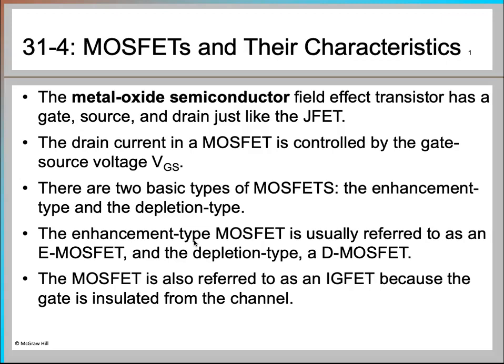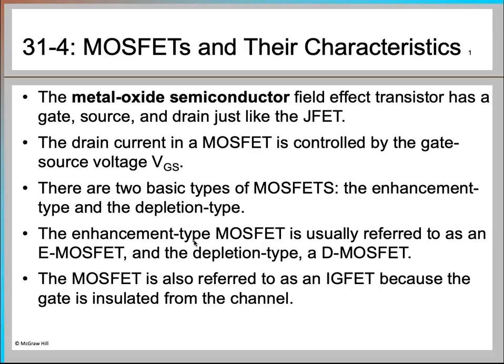And further, the MOSFET is divided into two types. First is the enhancement type, and the second one is the depletion type. Enhancement type MOSFET is referred to as E-MOSFET, and depletion type MOSFET is referred to as D-MOSFET. And these two are further divided into two types: the N-channel E-MOSFET and P-channel E-MOSFET, and the same for D-MOSFET, N-channel D-MOSFET and P-channel D-MOSFET.